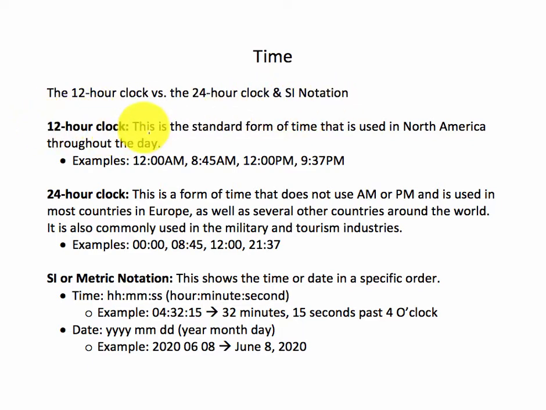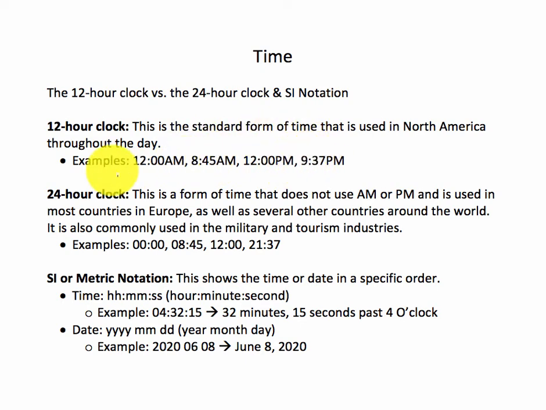The 12-hour clock, this is the standard form of time that is used in North America throughout the day. That's what you're used to seeing. So you might see times like this: 12 a.m., that would be midnight, or 8:45 a.m., usually around the start of school time, 12 p.m., lunchtime, or just a time at night, 9:37 p.m. And we use AM and PM for that tells us if it's in the morning or in the afternoon or evening.